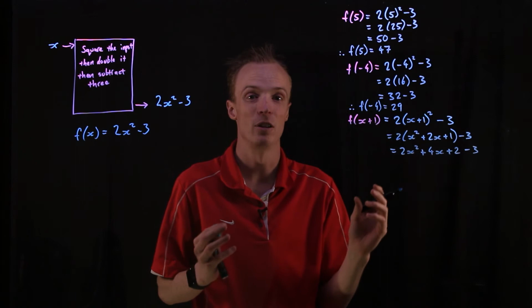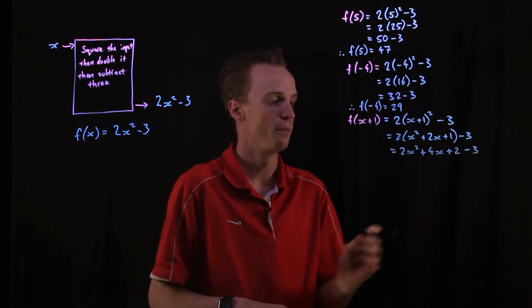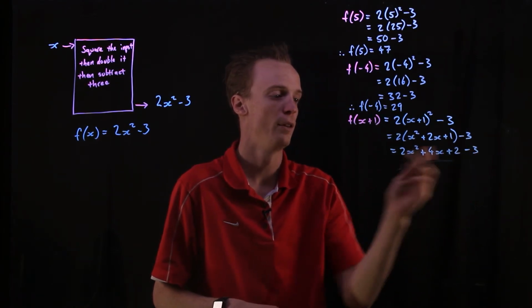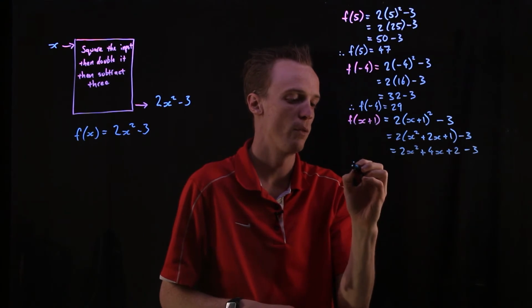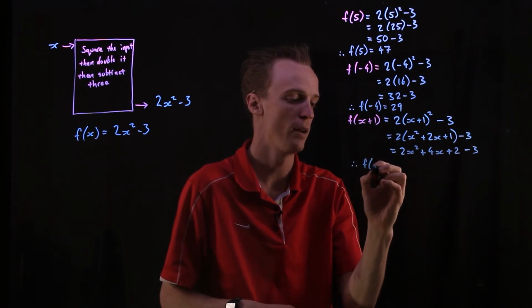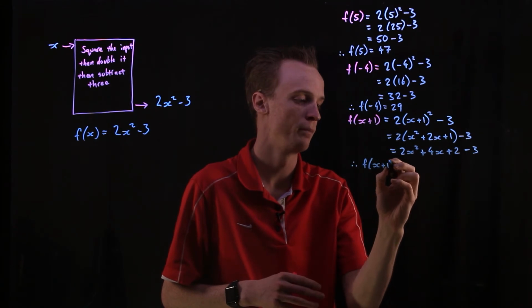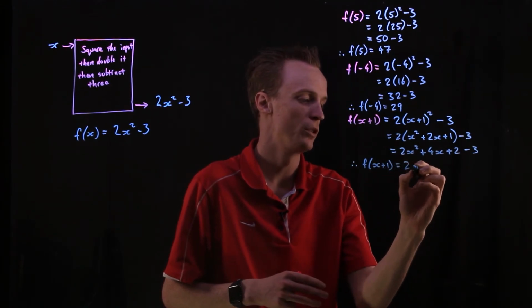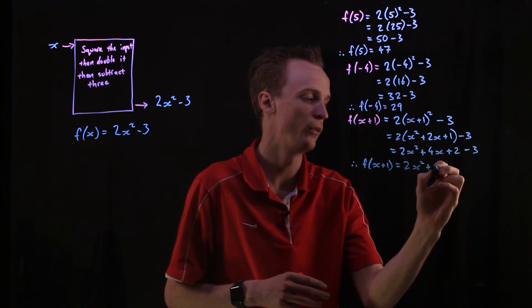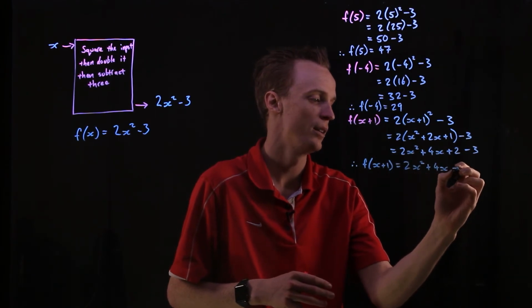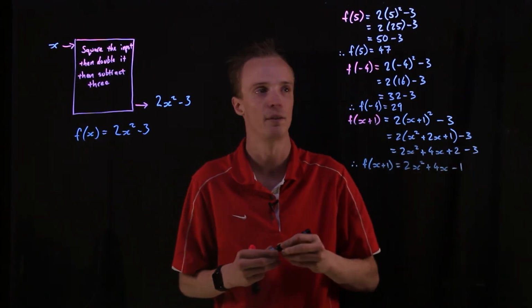From here, I'm actually using my collecting like terms skill. So these two are my like terms. Therefore, my function output, when my input is x plus 1, will be equal to 2x squared plus 4x and subtract 1 at the end.